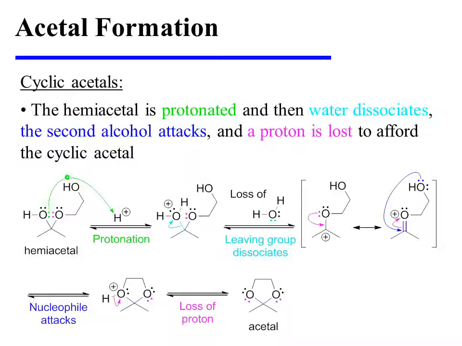When the hemiacetal is protonated, water is formed as a good leaving group and dissociates from the substrate. This forms a resonance-stabilized cation, which is attacked by a second alcohol as it would be in any other case. It's just that now that second alcohol is already tethered to the substrate. A ring results from this attack, and the oxonium ion loses a proton to form the cyclic acetal.